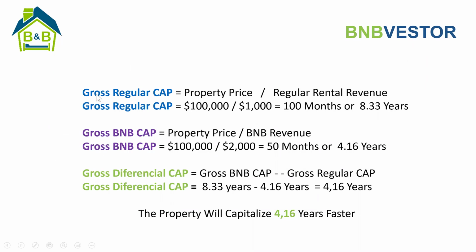The gross regular cap rate is the property price divided by the regular rental revenue. It means if a property is selling for $100,000 and the regular rentals in the area are $1,000, it's going to take 100 months in order to capitalize that property, meaning 8.33 years.